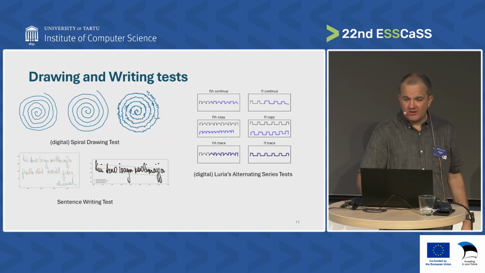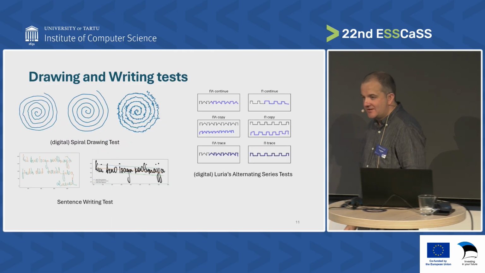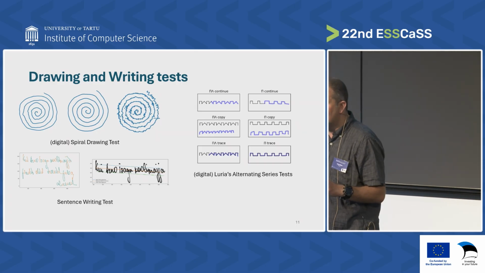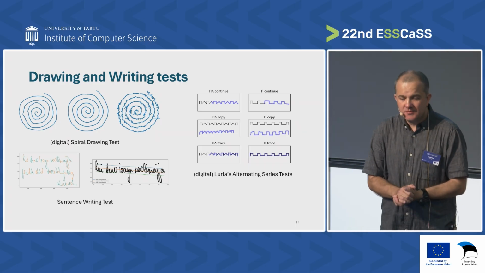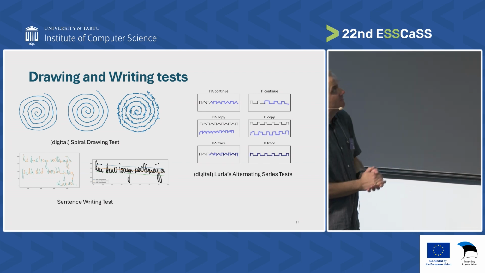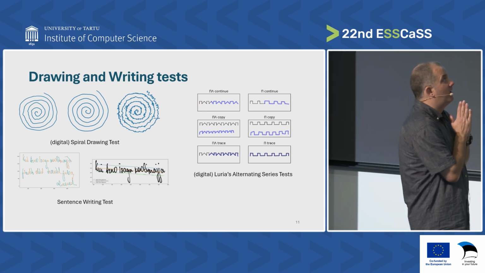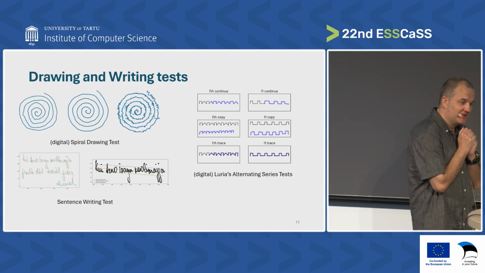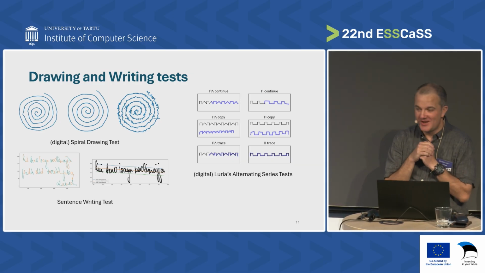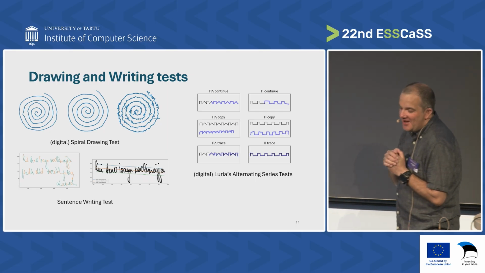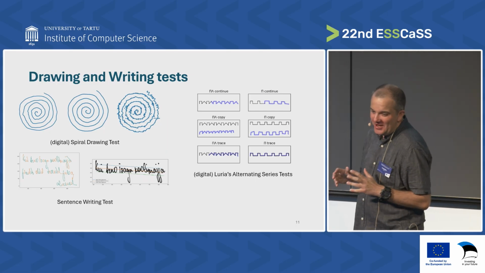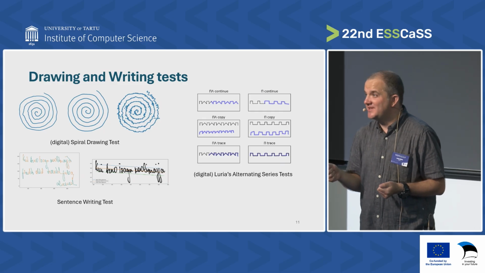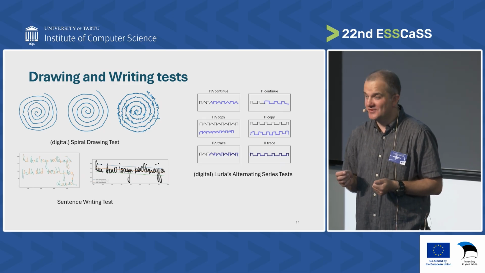So let's talk about drawing and writing tests. First of all, there are very many of them. The most popular test is the spiral drawing test, or Archimedean spiral drawing test, and our medical colleagues ask us to put the word digital in front of it, because nowadays we do not give the patient paper and pen, we give a tablet PC and a stylus. This is what we do.